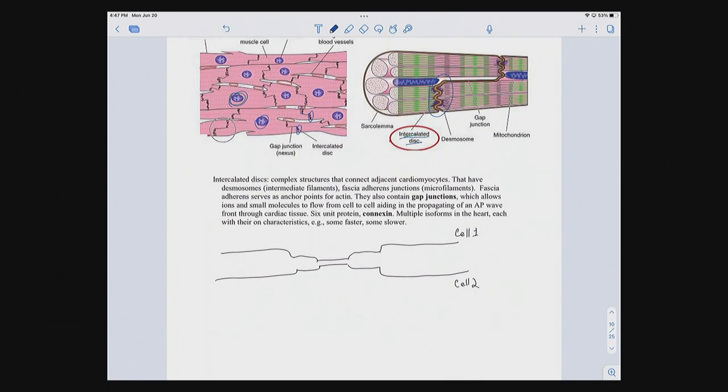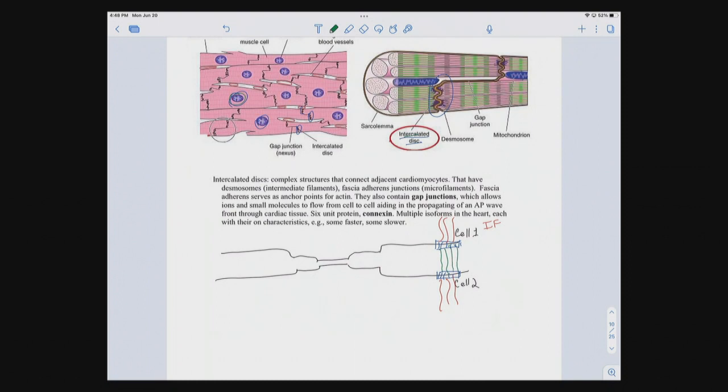So I've already kind of drawn out two cardiomyocytes, cell 1 and cell 2. And so I'm going to draw several structures here. So one structure, I'm just going to go ahead and draw here and here. And so we have these structures here, and then we have some intermediate filaments. So I'm going to say intermediate filaments, and they're very strong cytoskeletal structures. And then we have some specialized proteins that are going to be connecting through here.